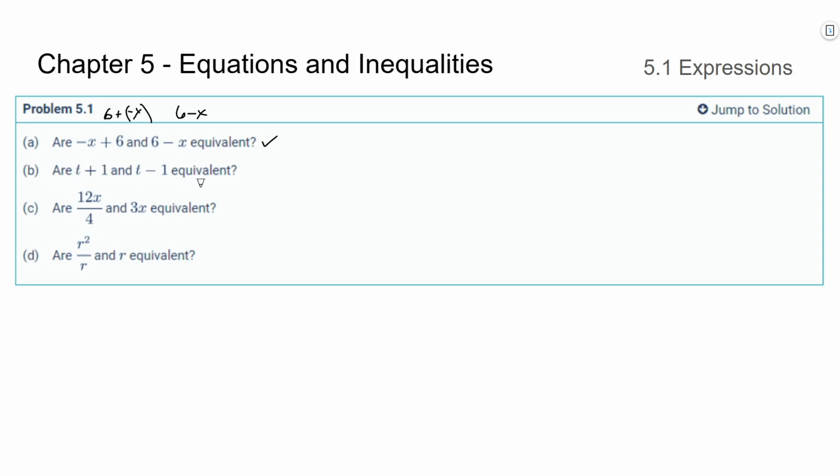Are t plus 1 and t minus 1 equivalent? Well, let's say t is equal to 1. If t is equal to 1, then this would be 2, but this would be 0, so they are not equivalent.